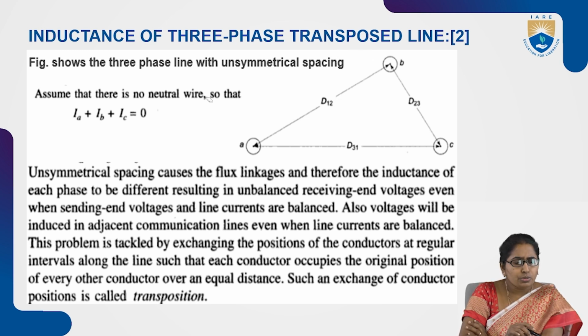Here in the figure, we can see a three-phase unsymmetrical line. Previously we have seen the same three-phase conductors ABC, but here the distances are shown with different letters. The distance between the first two conductors, A and B, is D12. The distance between the conductors B and C, the second and third, is D23. Similarly, between C and A is D31.